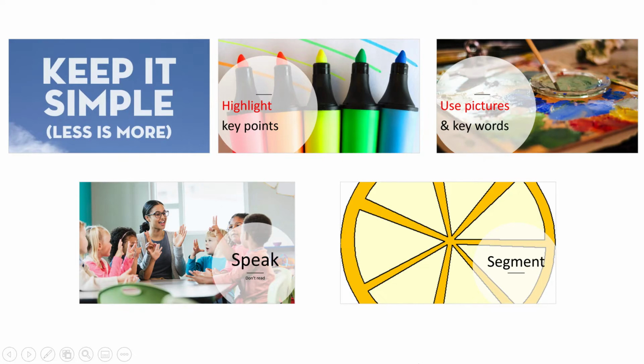But I am simply going to focus on these 5 things that I would like to bring across as strongly as I can, even though there's more to this theory and these principles about presentation than what I'm going to focus on now. So what are these 5? Let me just name them first and then I'm going to unpack each of them. We need to keep it as simple as possible. We need to highlight key points and use pictures as well as keywords. We need to speak, not read, and we need to segment, divide up our presentations.